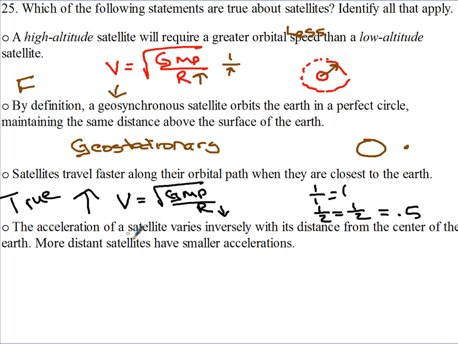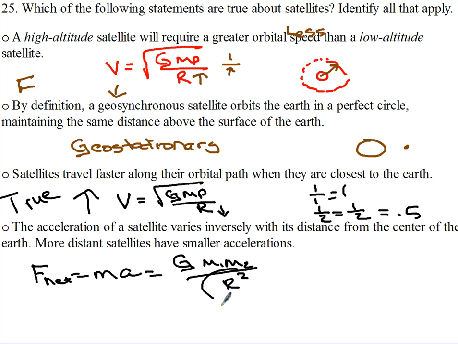All right, the acceleration of a satellite varies inversely with the distance from the center of the Earth. More distant satellites have smaller accelerations. Well, I think so, because let's look at this. F net equals ma, and if this is equal to F G, which is big G, M1, M2 over r squared, we see that the bigger the radius, you're going to wind up with a smaller acceleration. So this one's true.